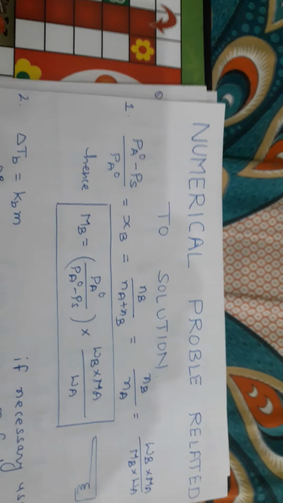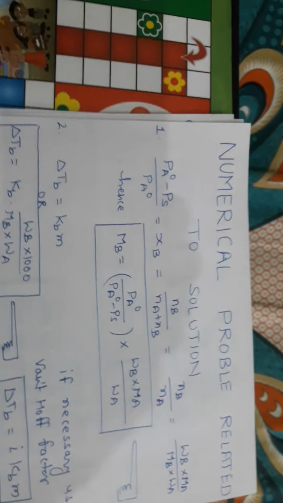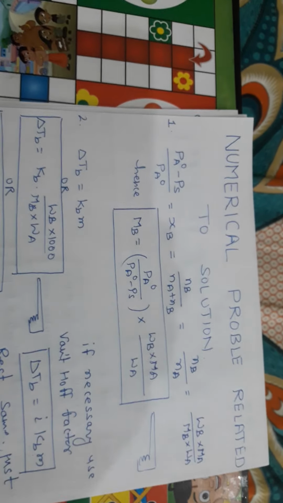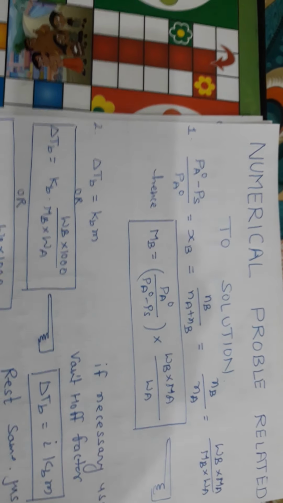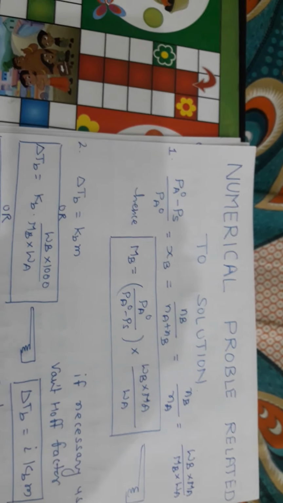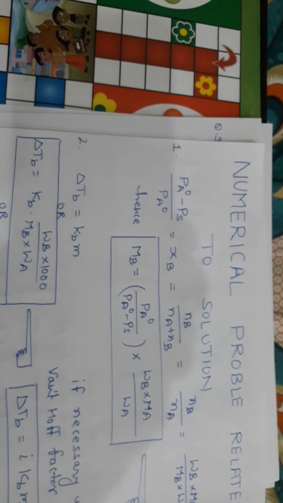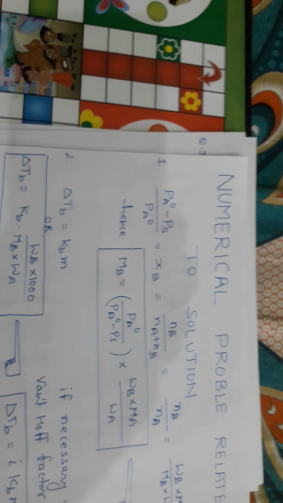Numerical problems related to solutions. As I told previously, generally the question is asked from the colligative properties. So there are four colligative properties. First one is the relative lowering in vapor pressure. According to Raoult's law, it is equal to the mole fraction of the non-volatile solute.